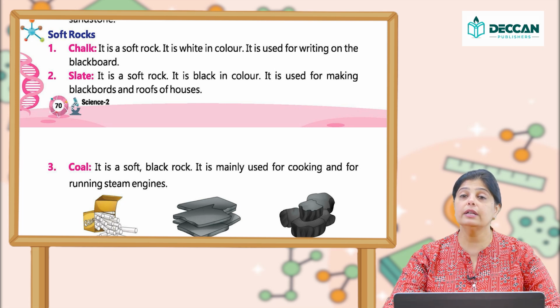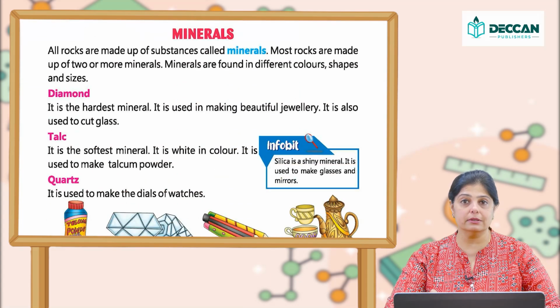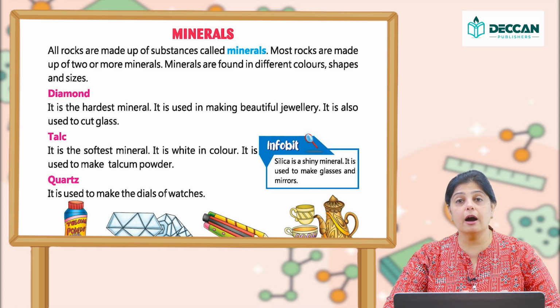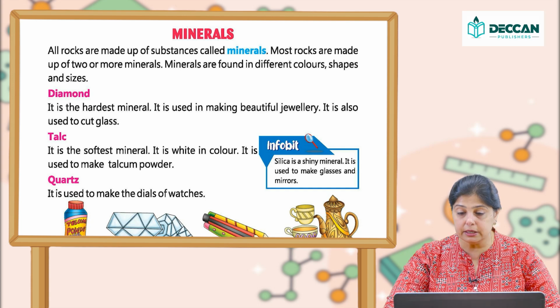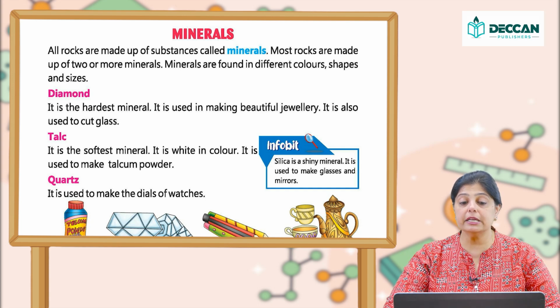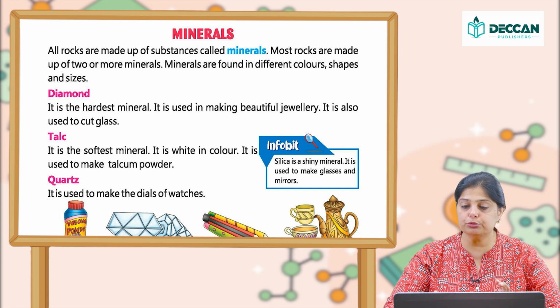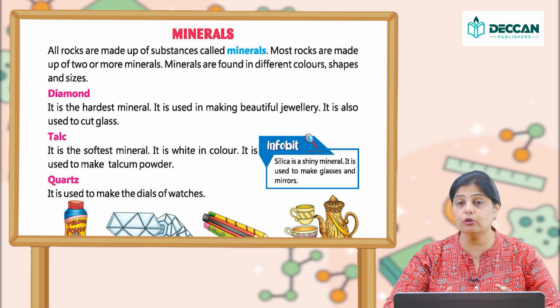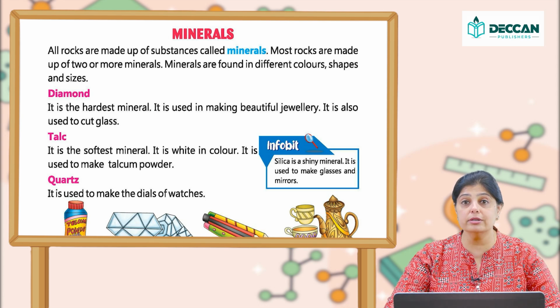Now, let's move on and talk about minerals. All rocks are made up of substances called minerals. Most rocks are made up of 2 or more minerals. It can be either 2 minerals or more than 2 minerals that are mostly found in all the rocks. These minerals are found in different colors, shapes and sizes.